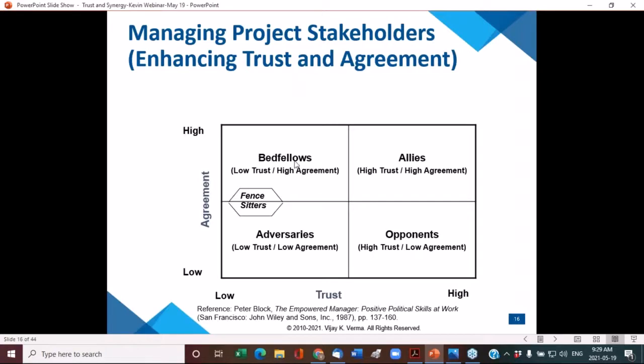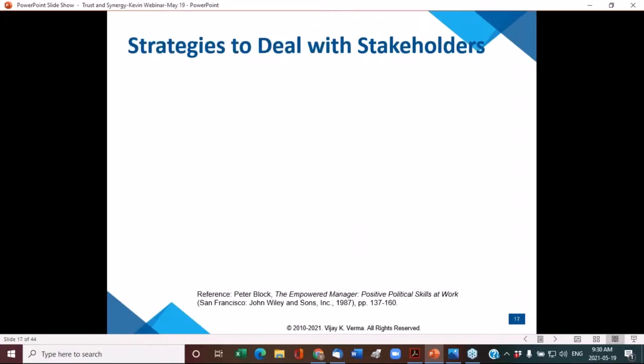And bedfellows are these yes people who say yes to your face. Agreement is high, but when they turn around, they do things differently. And the fence sitters, the trust level is still low, but the agreement keeps changing. So your aim, as a manager and a leader, is to take as many categories of stakeholders as your allies, because the more allies you have, the better off you will be.